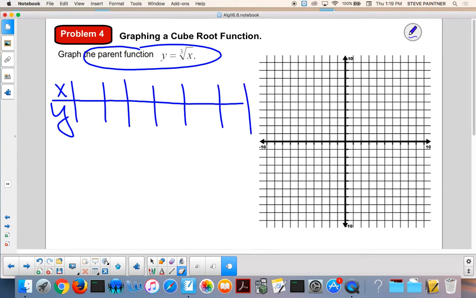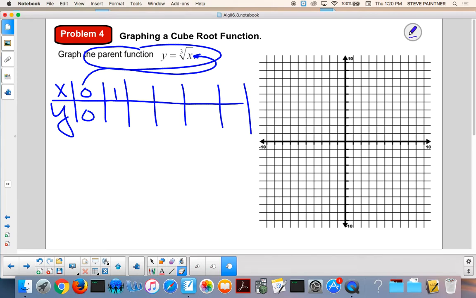I do have to do a few of these because this time, do negatives work? Yes. You can take odd roots of negative numbers, okay? So give me an easy one. 0. Yes, start with 0. Put it in here, square root of 0. No, sorry, cube root of 0. 0. What's the next easy number to take the cube root of? 1.